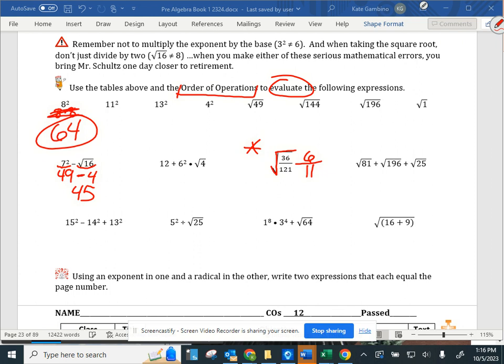That fraction bar means divide. 6 divided by 11 is not a whole number. We can leave it as our fraction. We don't have to simplify it. We don't have to do that division. You can leave it as a fraction. Yay! Matthew. I said answer. That is the answer, sir.